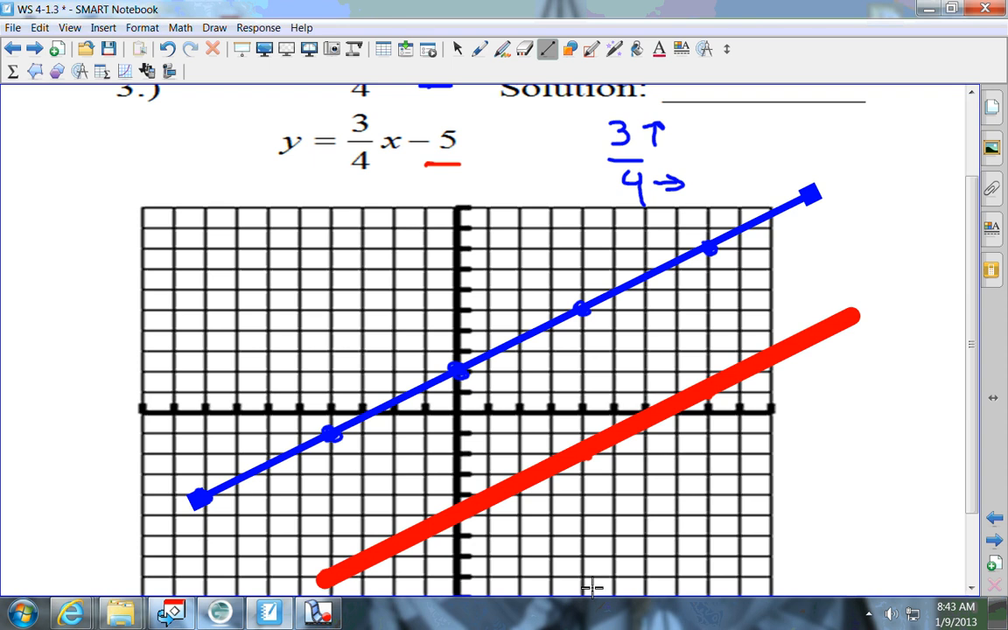Now, what do you notice about these two lines? Do they intersect? No, they do not. There is no solution. Why? Because they are parallel lines. That means they're never going to touch. And a solution, so there's none, because the solution to the system is where the two lines intersect.